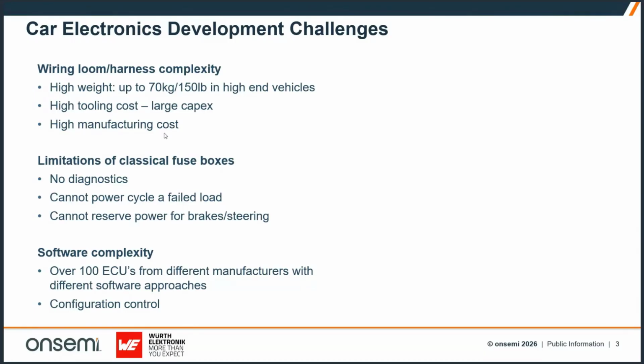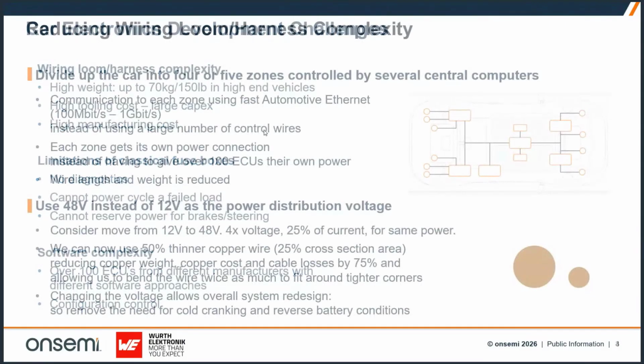Software complexity: you've got 100 ECUs and certain combinations of software configurations work, certain ones don't, right? So there's a huge configuration control. If you change one of the softwares in the ECUs to upgrade it, you want to upgrade the other software to make sure you've got a proper, well-known configuration, which is not going to mess up the performance.